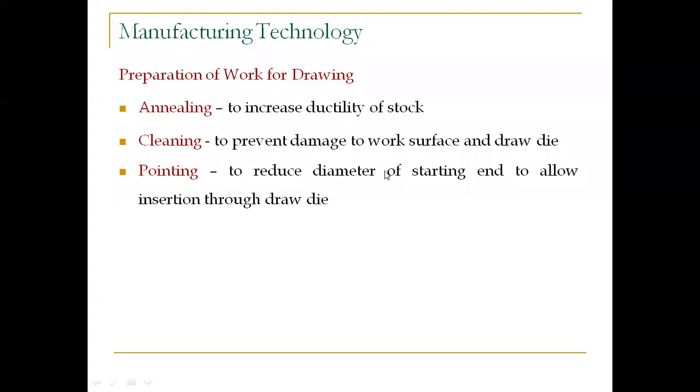These are some special cases for the preparation of work for drawing. Basically, annealing to increase the ductility of the stock. Annealing is a heat treatment process by which we can improve the mechanical properties of any material. Next is cleaning, to prevent damage to the work surface and draw die. And next is pointing, to reduce the diameter of the starting end to allow inserting it through the draw die.